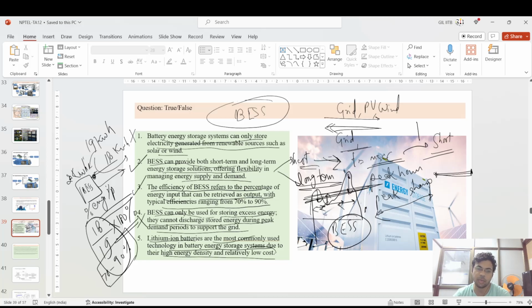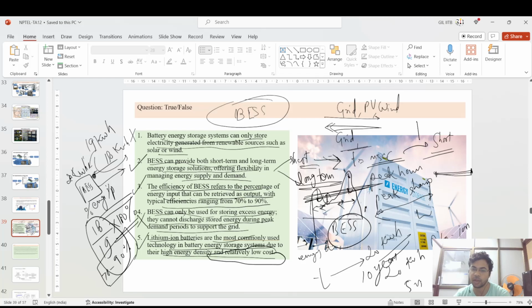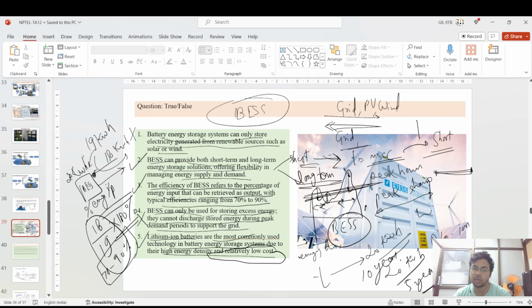And the fifth says that lithium-ion batteries are the most commonly used technology in battery energy storage systems due to their high energy density and relatively low cost. Here, the cost term has been misunderstood in this question. Suppose you have a lithium-ion battery with high energy density. How long can you utilize it? Suppose you have a 20 kilowatt hour battery pack, and you can utilize it for 10 years. And with sodium-ion cells of the same capacity, you are utilizing it for 5 years.